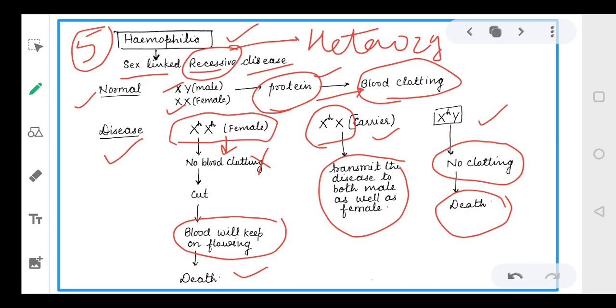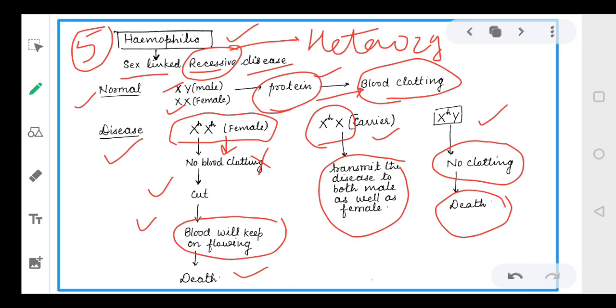So the expression in females, see, in males 100% it will be expressed because they only have one X chromosome. But in females there could be two possibilities. The female could be a carrier and the female could be diseased also. The disease condition will be very, very less in females because they have two X chromosomes, so the possibility that both of them have that allele is very, very less.